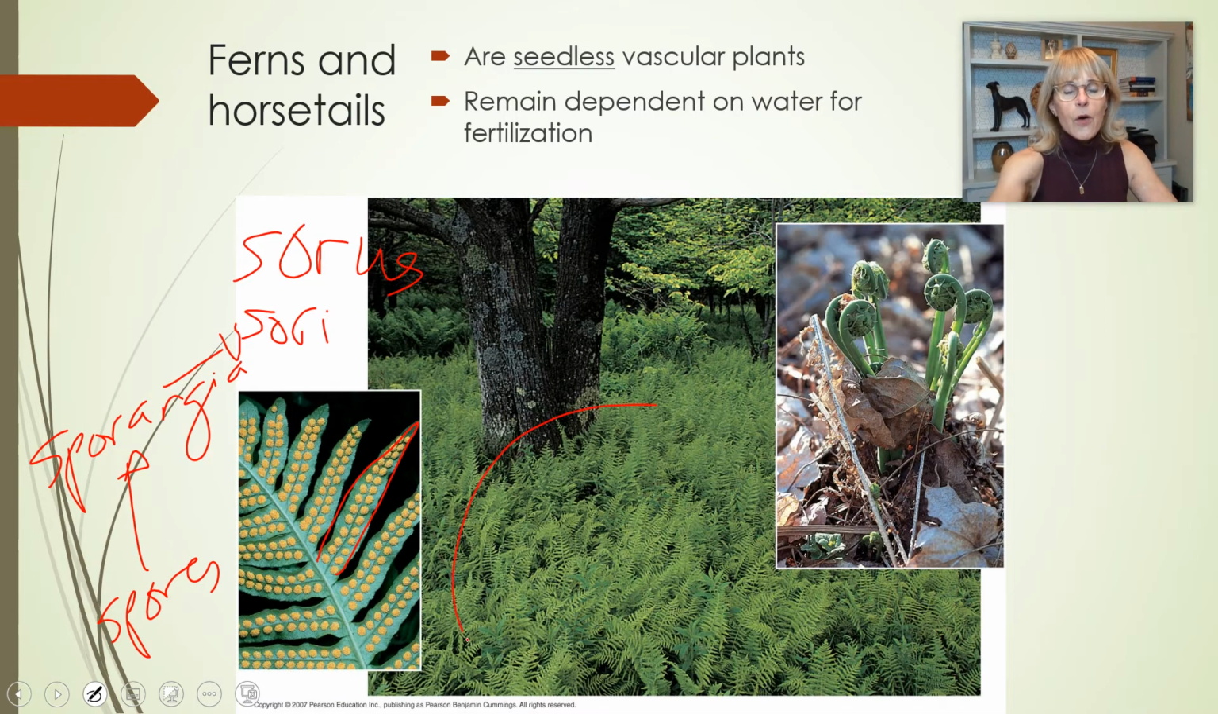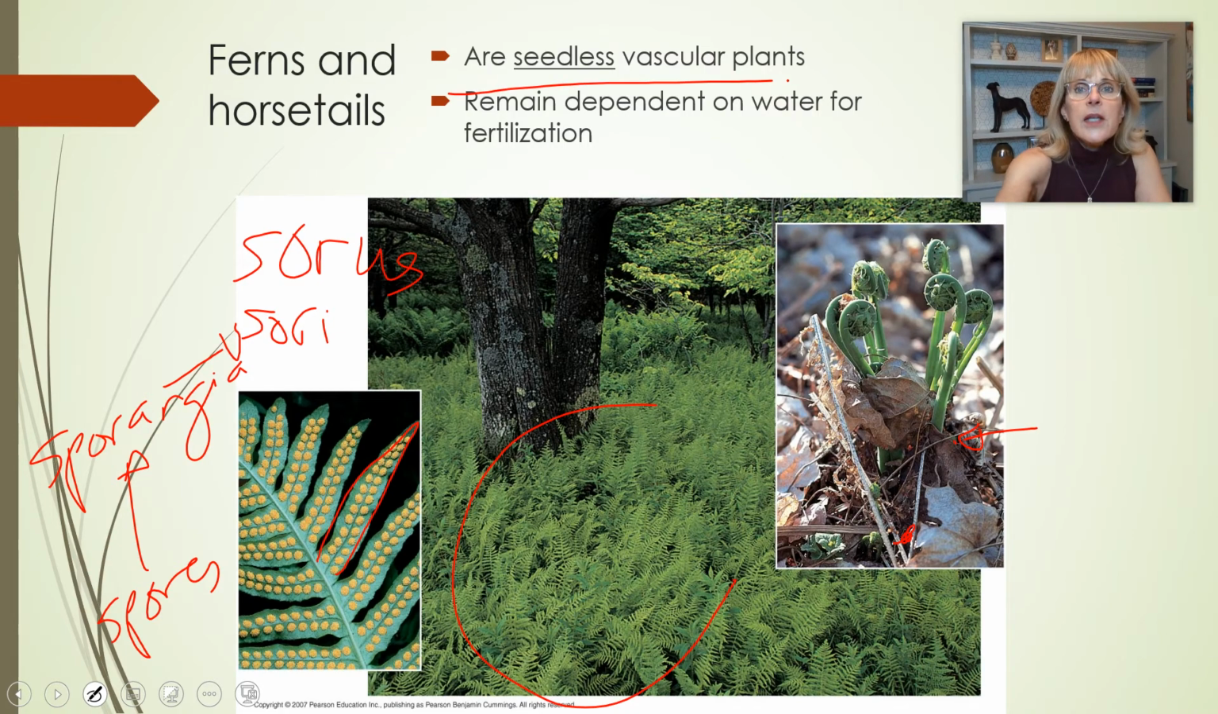Here we have a whole bunch of ferns. These are very young ferns. Somewhere down in there was that prothallus, that gametophyte generation, and now the fern is growing up out of it. And here we can see the sori. Sori are filled with sporangia. Sporangia are busy making ferns.